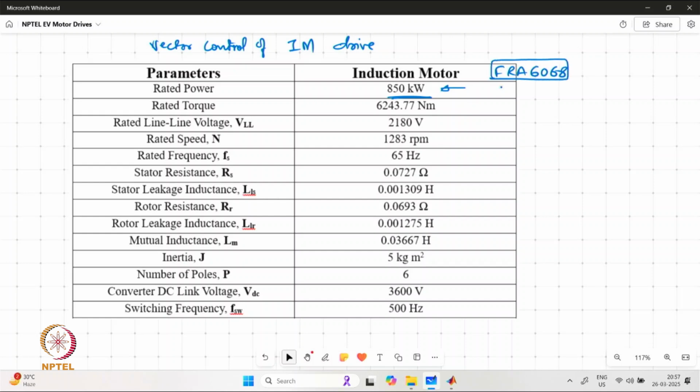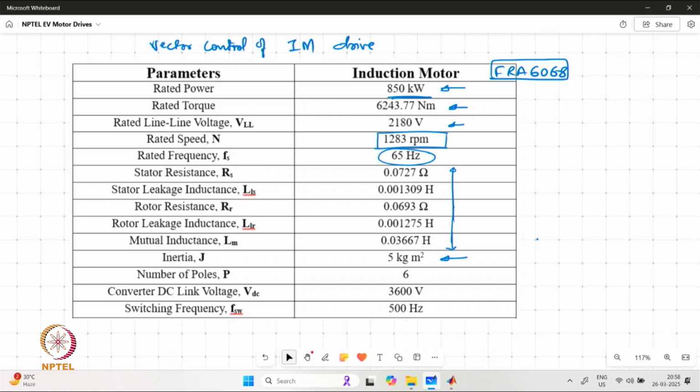The parameters are also mentioned over here. So this motor is having rated torque of nearly 6000 Newton meter, and the rated line to line voltage is around 2.2 kilovolt. Fundamental frequency is 65 hertz, and the rated speed under the rated torque conditions is basically 1283 rpm. So the parameters are mentioned over here for the rotor and stator resistance, the stator and rotor leakage, and then the magnetizing inductance. Inertia is taken as 5 kg meter square.